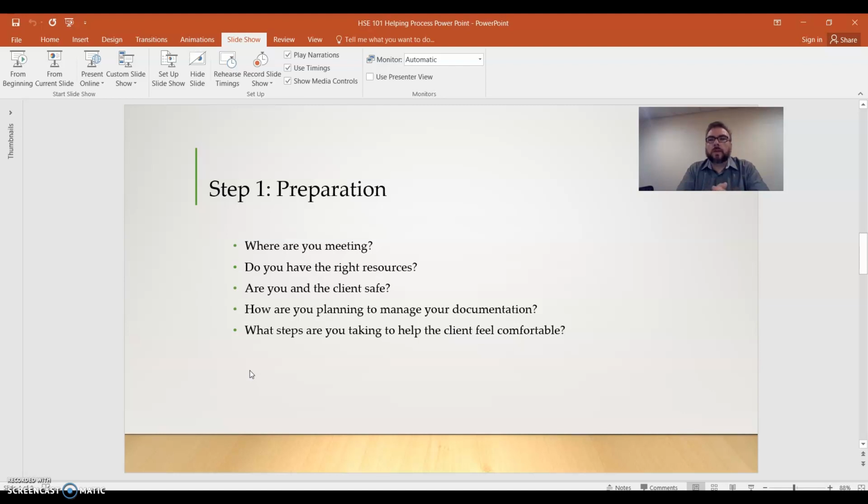What we're doing as professional helpers in most cases is we're going to have an appointment process. We know this is coming up. We know the type of person that we're meeting with based on their need. We know where we're going to go. Was this going to be a meeting in an office setting? Is this going to be a meeting in the home? Do we have the right resources?